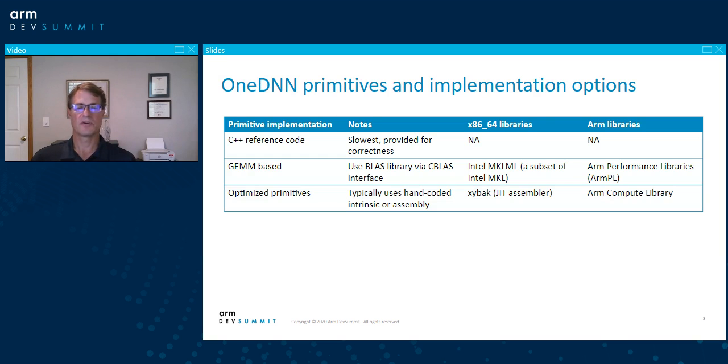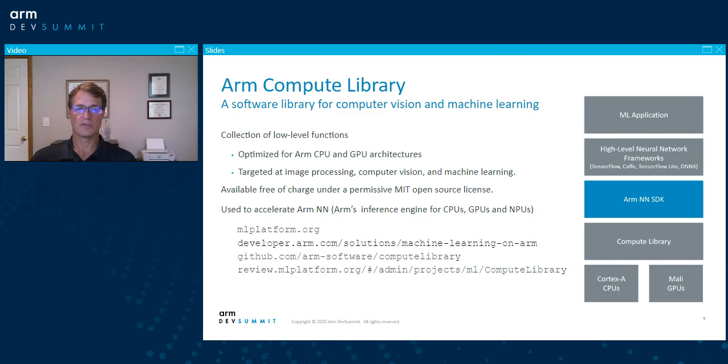Okay, in terms of the primitives for oneDNN, we have a little bit more information on that. The first row is about the C++ reference design. This is really the golden reference, which is provided just for correctness. Then in the GEMM-based primitives, we started by using the ARM performance library, and I'll give a little more information about that library in a future slide. And then for the optimized primitives for ML, we move to the ARM compute library. I'll give a little more information on how we do that.